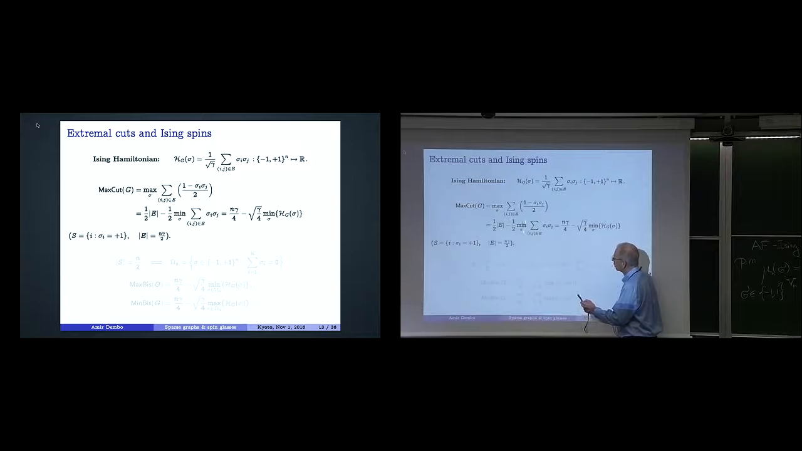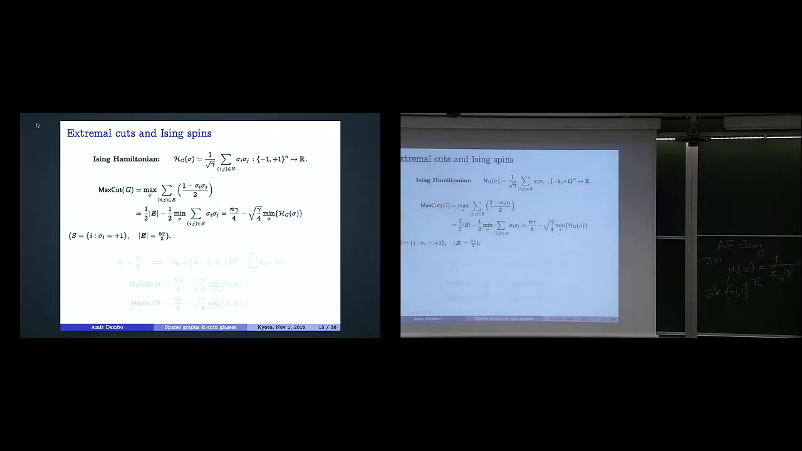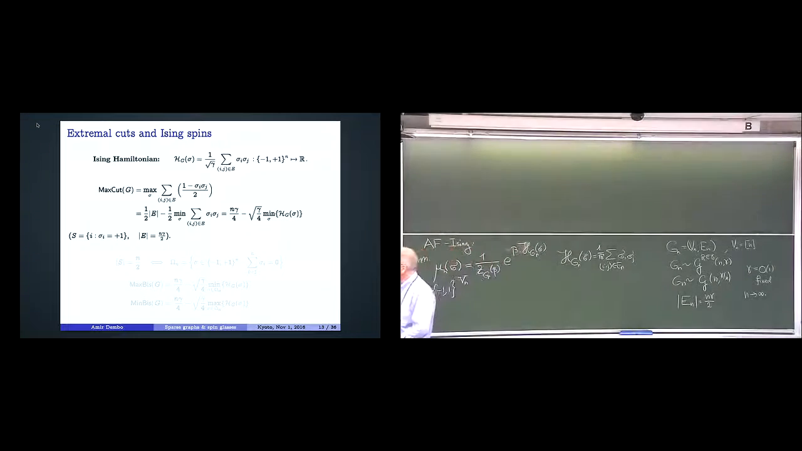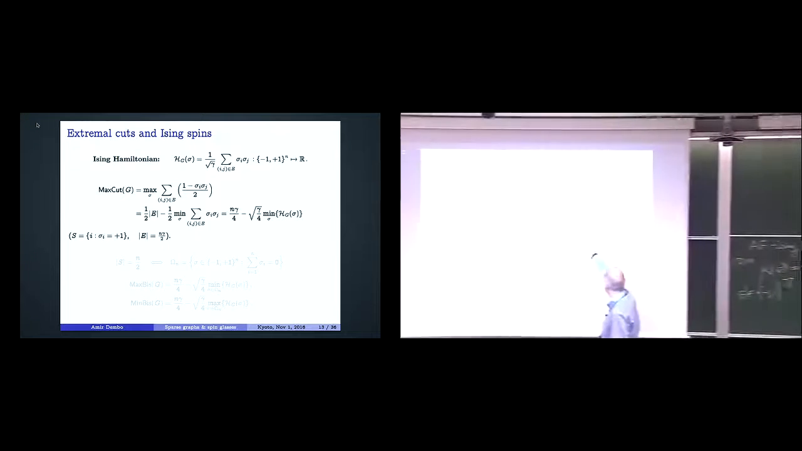I change the max to the mean due to the sign change, and write the sum of sigma i, sigma j. Or I can rearrange it in terms of my Hamiltonian here. Right? I divide by square root of gamma, multiply by square root of gamma. It's just a strange looking algebra like this.